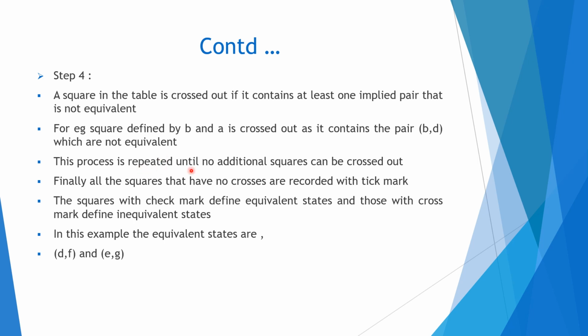And this process is repeated until no additional squares can be crossed out. Finally, all the squares that have no crosses are recorded with a tick mark. The squares with a check mark define equivalent states and those with a cross mark define inequivalent states. Just simple. So in this, the equivalent states are DF and EG.